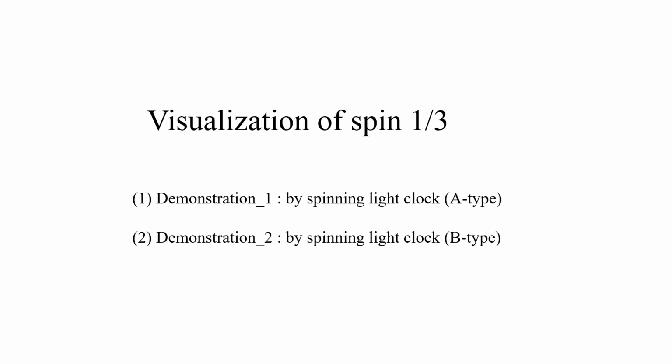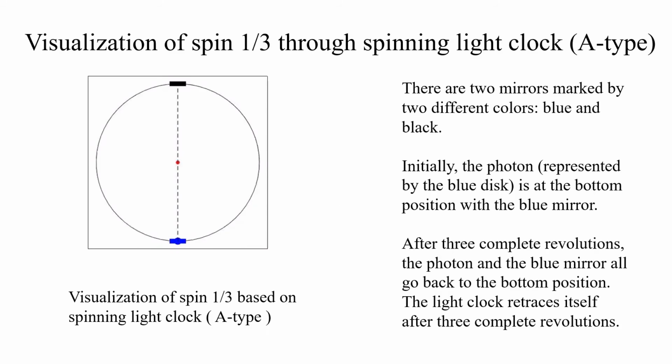Visualization of spin 1/3. The first demonstration is by A-type spinning light clock, and the second demonstration is by B-type spinning light clock. Here we show how to visualize spin 1/3 through A-type spinning light clock. Initially, the photon is here at the bottom mirror, and the clock starts spinning.